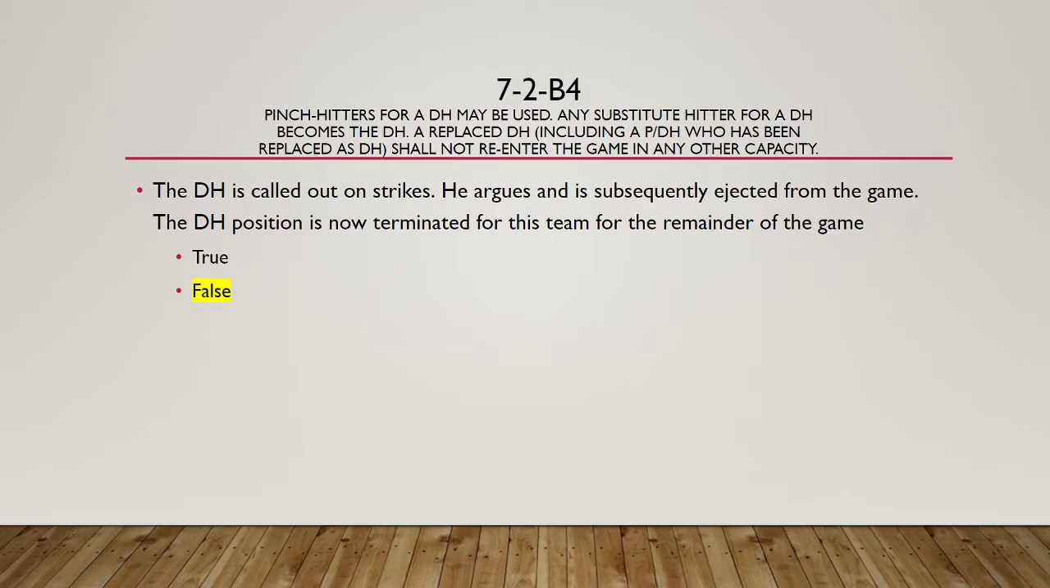This is Rule 7-2-B4. And remember, they do not have to announce that substitute until the DH's next time at bat. So you can have two innings where the DH is not named yet.